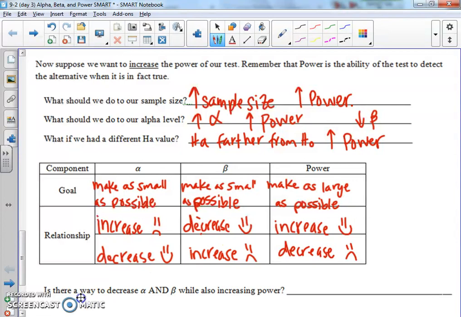So my question is, is there a way to decrease alpha and decrease beta while also increasing power? There's only one thing we can do, and that is to increase the sample size.